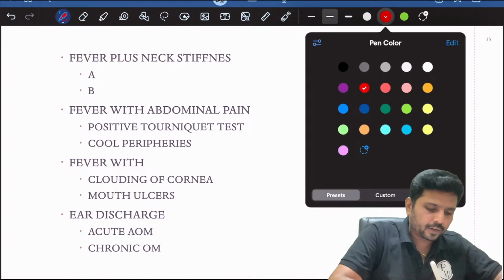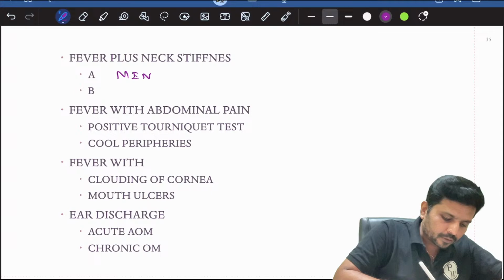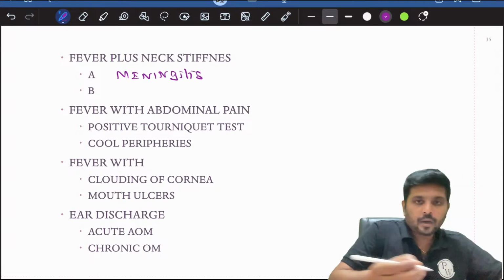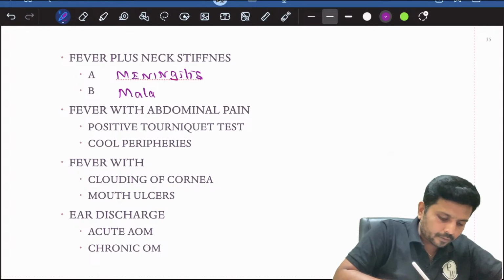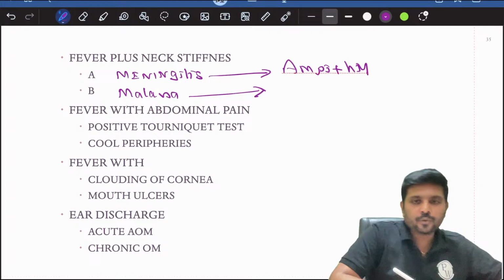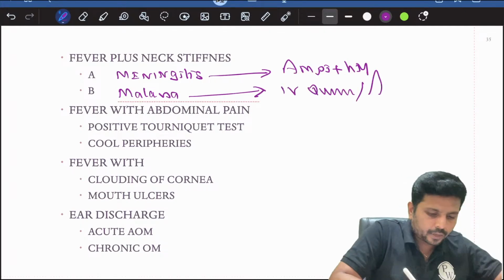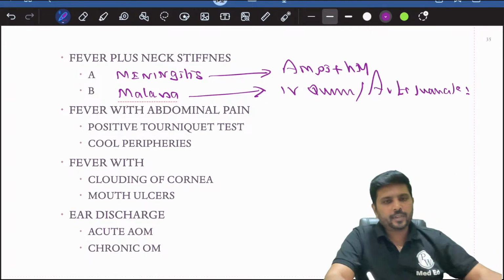Then fever in IMNCI. What are all the points with fever in IMNCI? When you have fever plus neck stiffness, as per IMNCI, it can be either due to meningitis or due to cerebral malaria. Meningitis as per IMNCI: ampicillin plus gentamicin. Malaria means you need to give IV quinine or RT-28, again as per IMNCI guidelines.